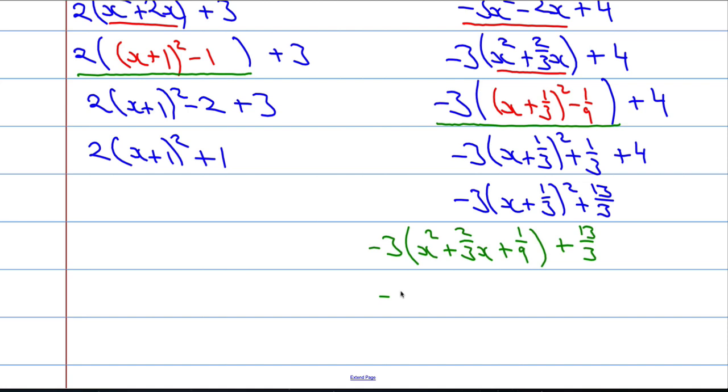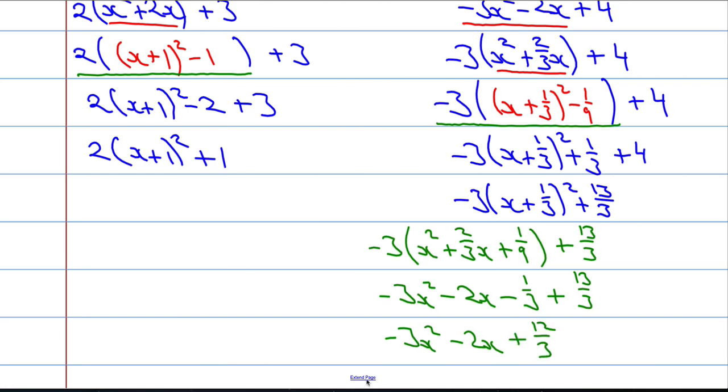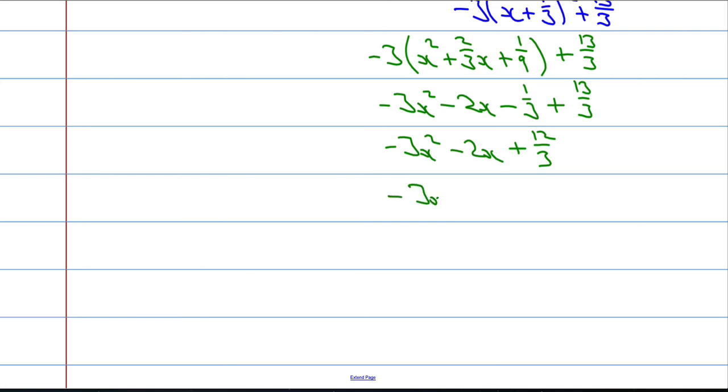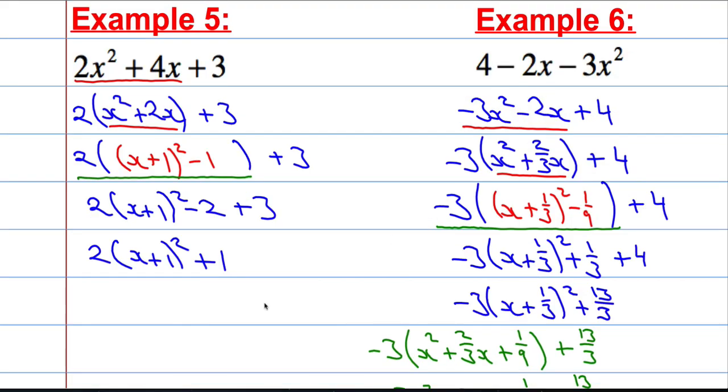Expanding this -3, we get -3x squared minus 2x minus 1 over 3, and that's plus 13 over 3 at the end, which gives us -3x squared minus 2x plus 12 over 3, and look at that, absolutely fantastic, -3x squared minus 2x plus 4. And you can see that this is exactly what we started with up here. Okay, so that's how we complete the square.